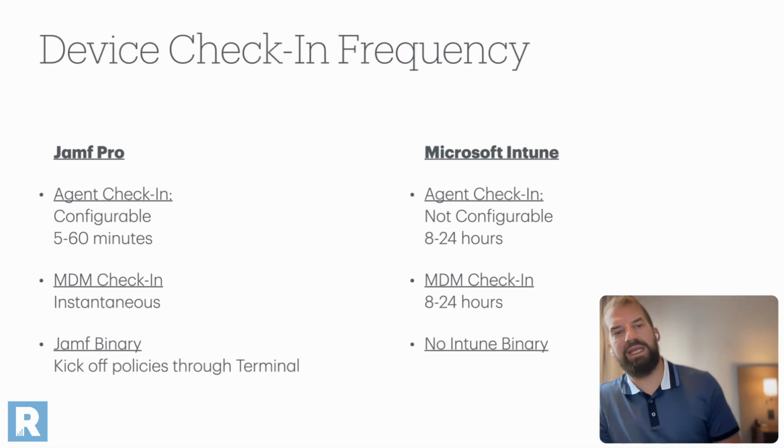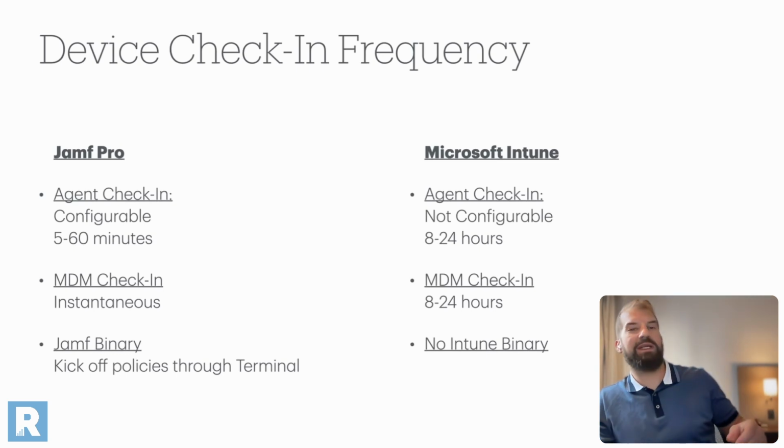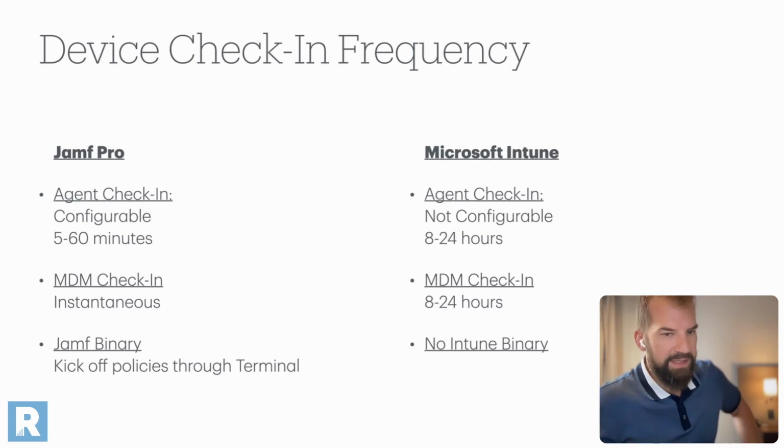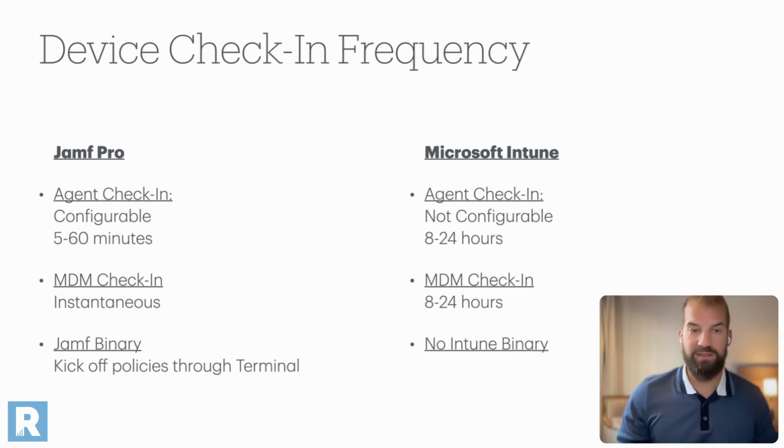Their agent check-in is like 5 to 60 minutes, and it's configurable. So you can set that to 5 minutes if you want things to really kick off quickly. MDM check-in is basically instantaneous. It's through Apple's push notification service, and in my opinion, that gets pushed down to my device basically as fast as a notification gets pushed down to my phone. Sometimes if you're doing a more complex operation like deploying an app, it can take 2 or 3 minutes. But if you're just deploying a configuration profile, it goes pretty instantaneous.